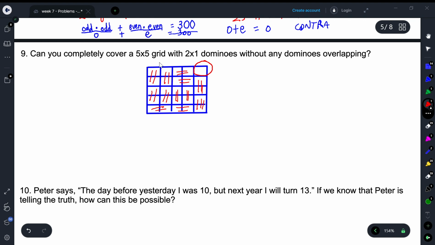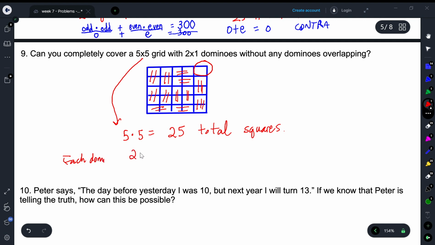Take a minute and think about how you would explain this without showing any kind of arrangement here on the grid. Okay, so one explanation is the following. We have a 5 by 5 grid, so how many squares are there? 5 times 5 equals 25 total squares in the grid, and each domino is a 2 by 1, so it's equal to 2 squares per domino.